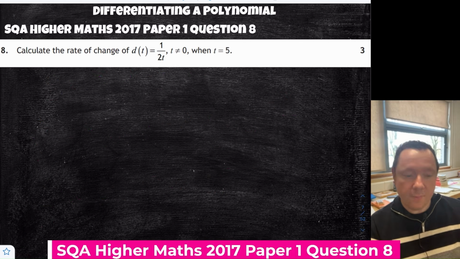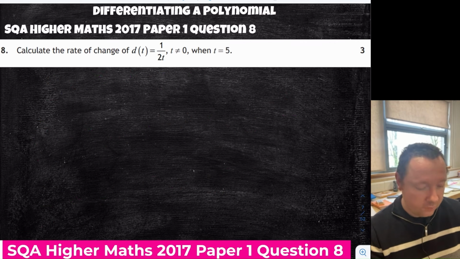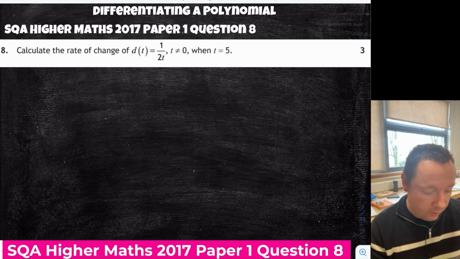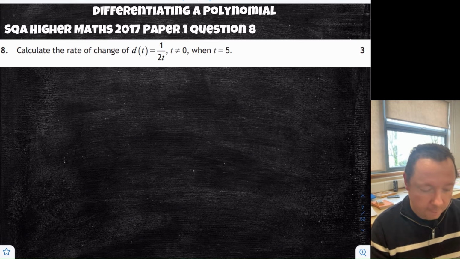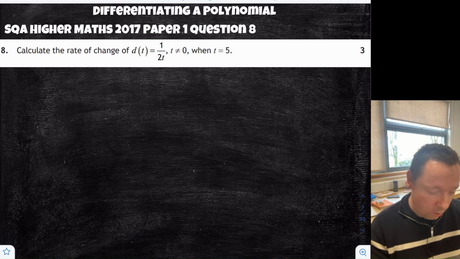SQA Higher Maths 2017 Paper 1 question 8 on differentiating a polynomial. Calculate the rate of change of d of t. d of t is equal to 1 over 2t. So we need to get it ready to differentiate. Always need to do that.